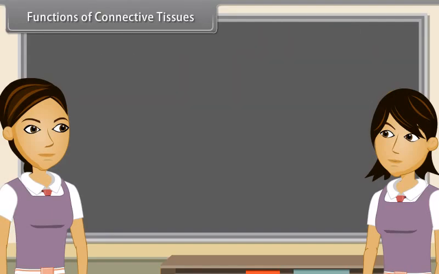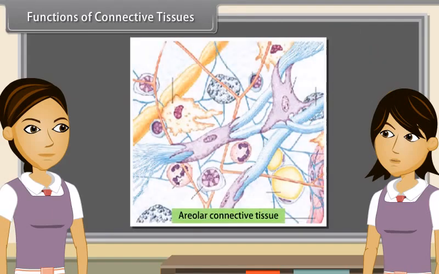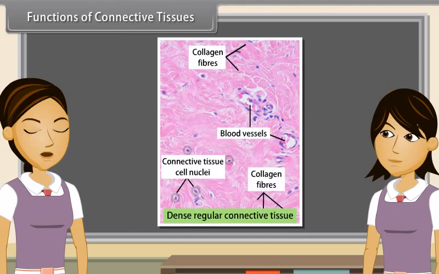Functions of connective tissues. Areolar connective tissue is supporting and packaging tissue between organs lying in the body cavity. It repairs the tissues after an injury, fights toxins and fixes skin to underlying muscles. Dense regular connective tissue strengthens the joints and permits normal movement. Do you know, Madhuri, sprain is caused by excessive pulling of ligaments.